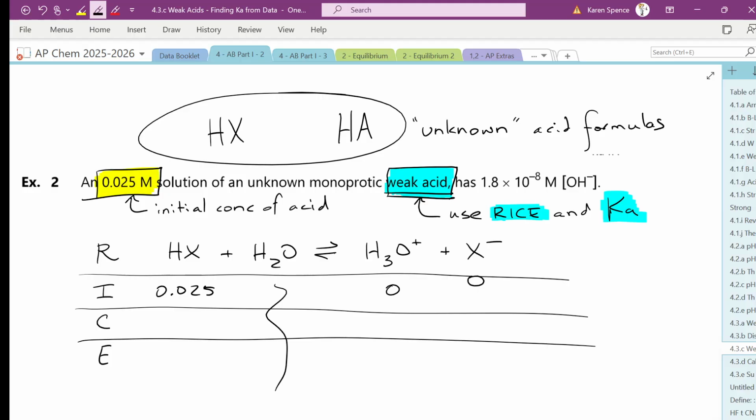Where do we go from here? We need to find the equilibrium concentration of hydrogen. Are we given that in the question? No. Can we find it from information in the question? Yes. Go for it.